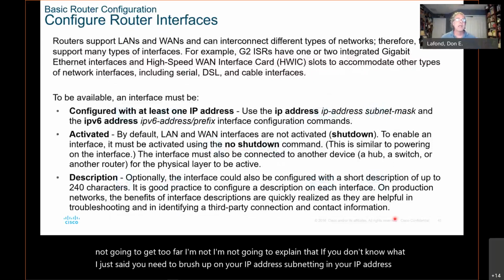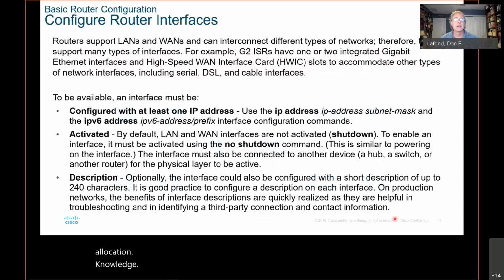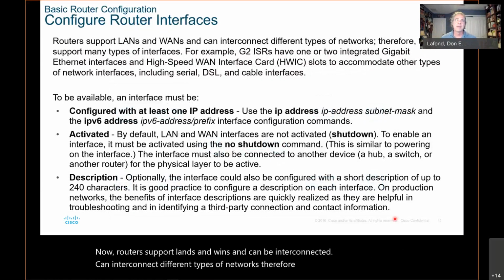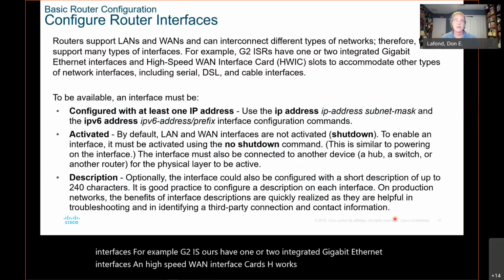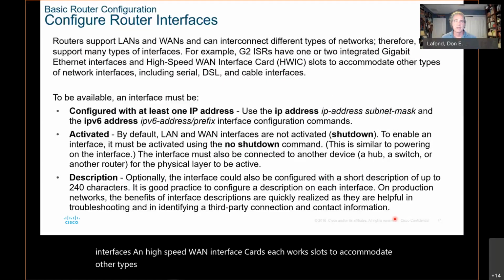knowledge. Now, routers support LANs and WANs and can interconnect different types of networks. Therefore, they support many types of interfaces. For example, G2 ISRs have 1 or 2 integrated Gigabit Ethernet interfaces and high-speed WAN interface card, HWIC, slots to accommodate other types of network interfaces, including serial, DSL, and cable interfaces.